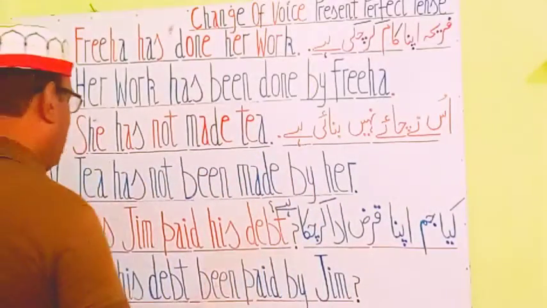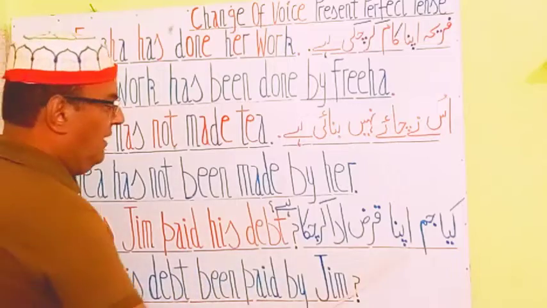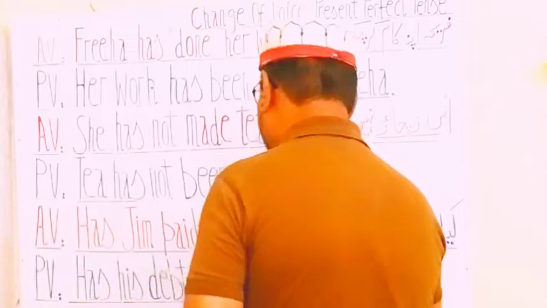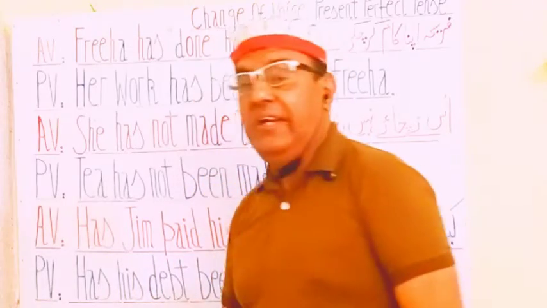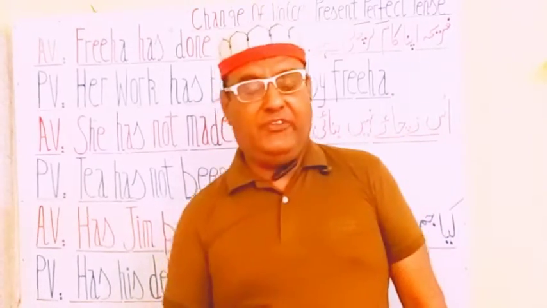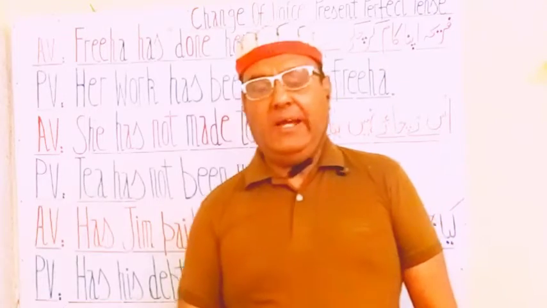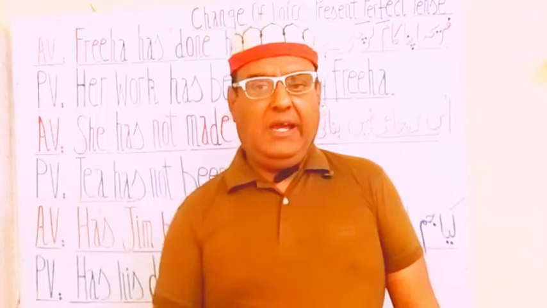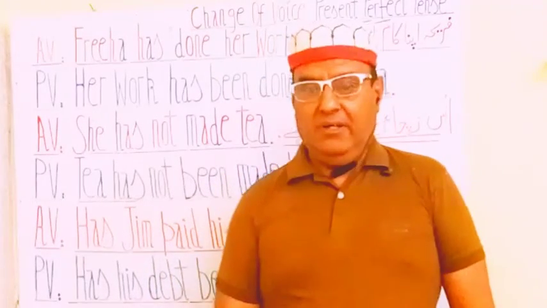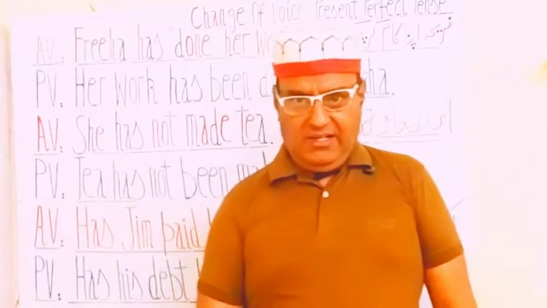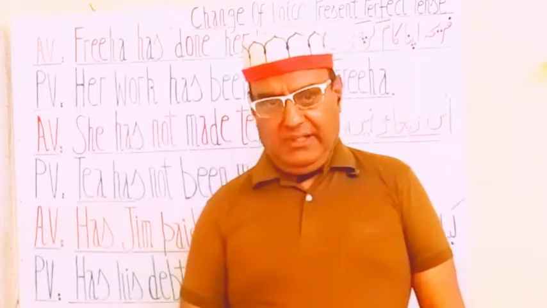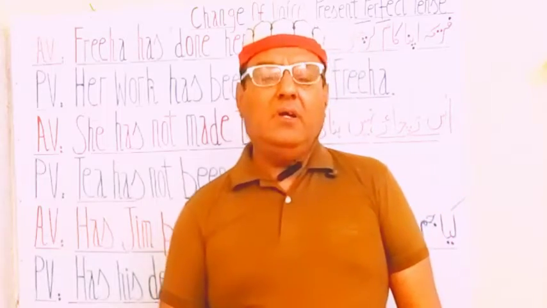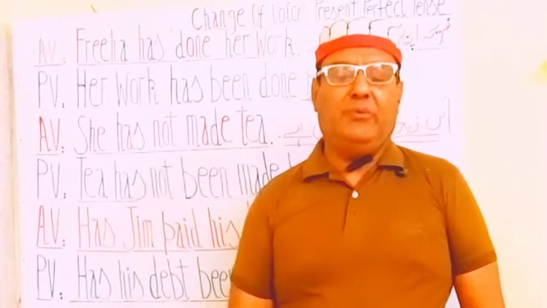Has Jim paid his debt? क्या जिम अपना कर्ज अदा कर चुका है? This is a new statement in active voice. Viewers, my students, आपने एक्टिव वॉइस में नया जुमला, नया फिक्रा देखा. Has Jim paid his debt? क्या जिम अपना कर्ज अदा कर चुका है? ये एक सवालिया जुमला है, सवालिया फिक्रा है. This is an interrogative statement. Now let's see how it's gonna change in passive voice.